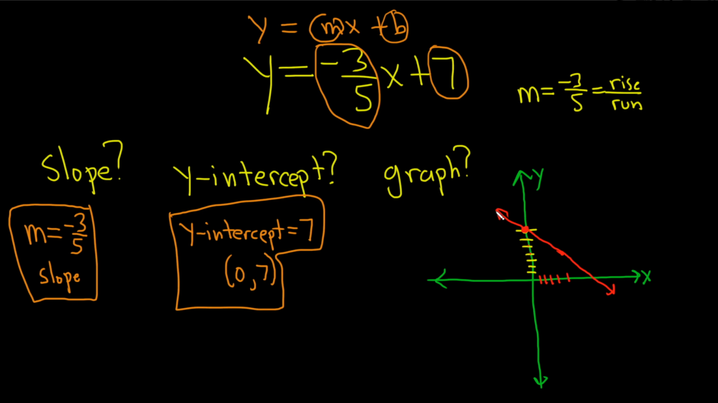Let's double check that. Let me use a different color so you can understand the double checking of it. So from here, we're going to go down 3, 1, 2, 3, and then right 5. 1, 2, 3, 4, 5, and that puts us right here. Connect these dots, and then extend the line, and that gives you your beautiful line.